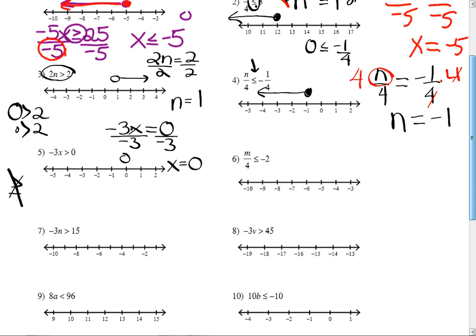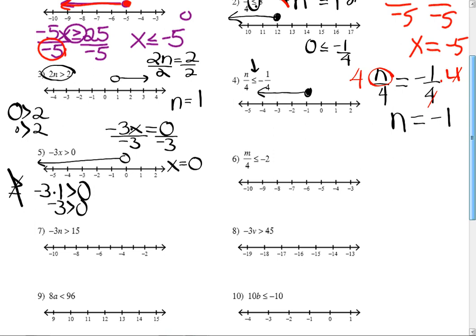Now, it doesn't matter which side you test. I can't test 0. What number would you like to put in there? 1. Negative 3 times 1, is that bigger than 0? That's a negative 3. Is that bigger than 0? No. So which way is it going to shade? Not to the 1, but to the left.